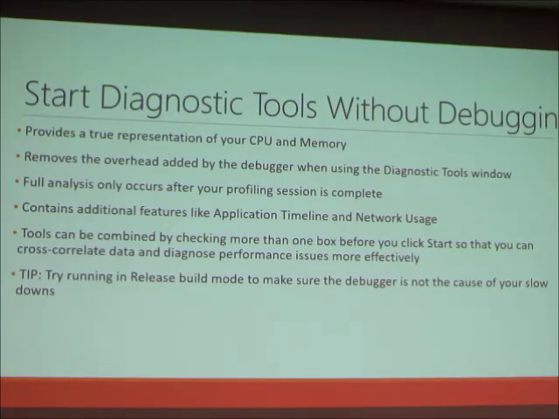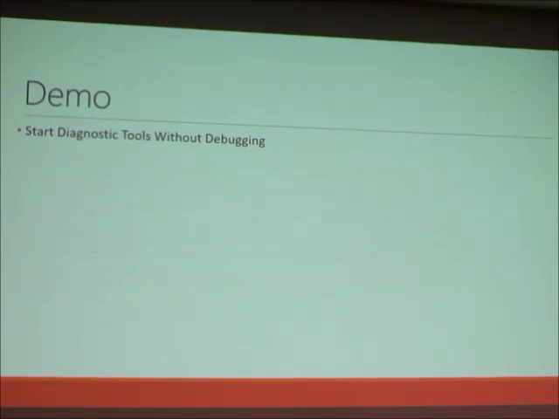I actually ran one yesterday with timeline usage, GPU, and CPU, and I got them all up and running. So, a tip from Microsoft is to try putting your project in release mode to really make sure that the debugger is not active and not causing any slowdowns for you. So set your project in release mode and go into Start Diagnostic Tools without debugging and run that. So we're going to show you this.